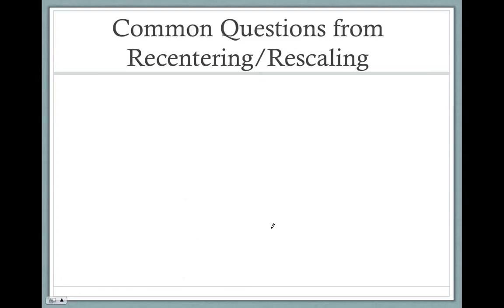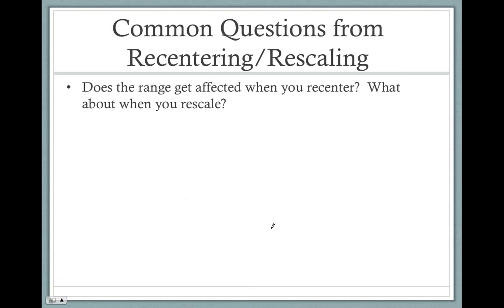I want to answer some common questions about that topic. First of all, a question that I often get asked is, does the range get affected when you recenter? Well, let's think about this. Range is a measure of spread, right? So if I recenter, no, the range will not be affected.